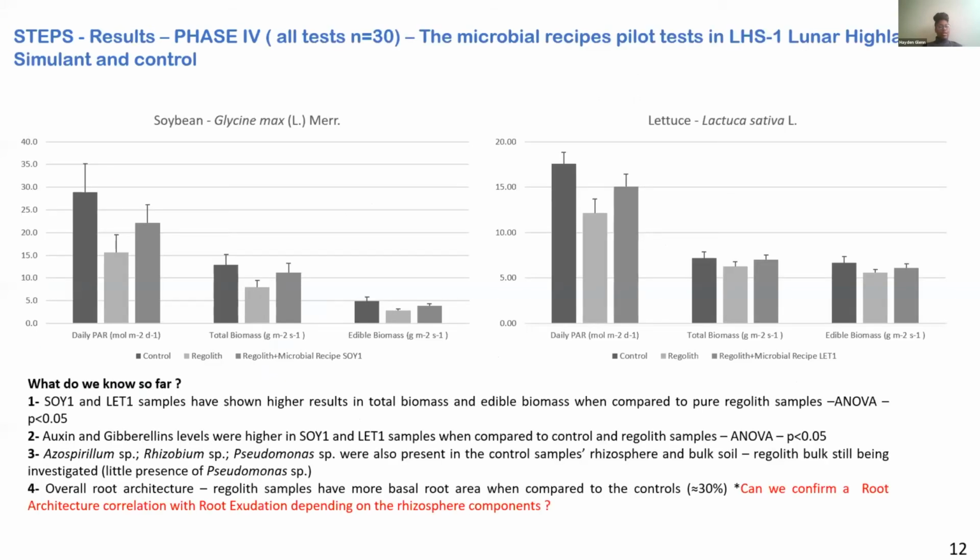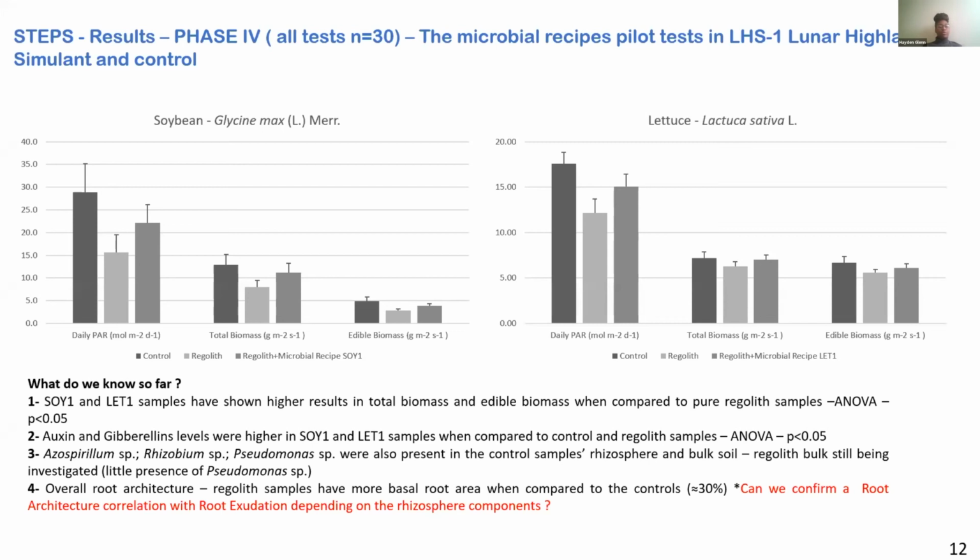Going with what we decided to do, we had a regolith microbial recipe, which I was talking about in the last slide. You can see based on our graphs, we had a control, and we measured it against the regolith. This time we decided to use soybeans and lettuce. In the soy and lettuce samples, we saw higher levels in total biomass and edible biomass when compared to the pure regolith samples. There were also higher levels of auxin and gibberellins in the soy and lettuce samples compared to the control and regolith samples.